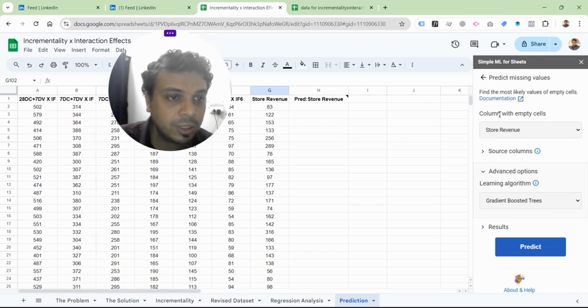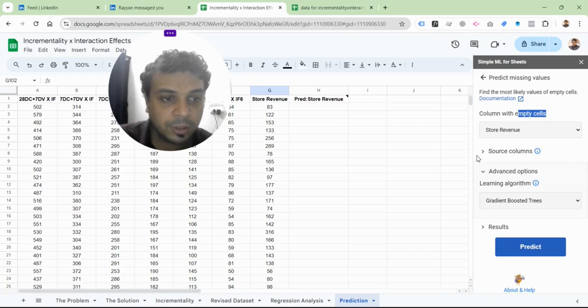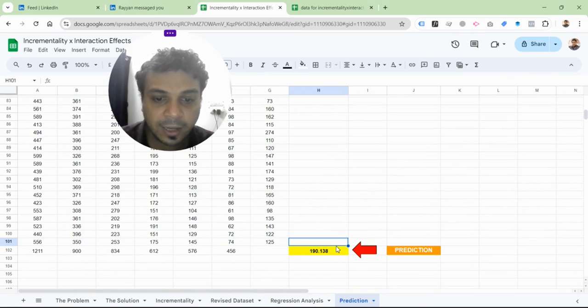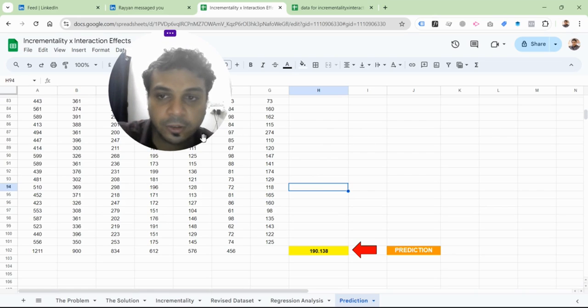So you have the store revenue, which is the column with empty cells, and as the source columns, I've chosen all the input variables, and then the learning algorithm here is gradient boosted tree. This is a machine learning model, like I was just talking about, that there can be more advanced systems and frameworks that you can use. In this case, this is a machine learning model that's doing the prediction, and then you just hit predict, and this is what you're going to get. So 190 here is a prediction that's done by advanced, gradient-based, boosting algorithms.